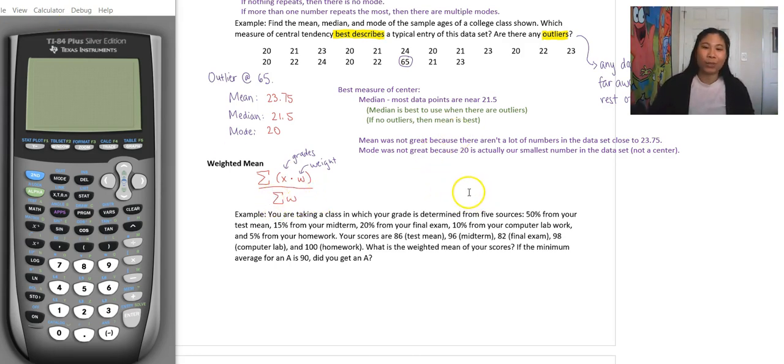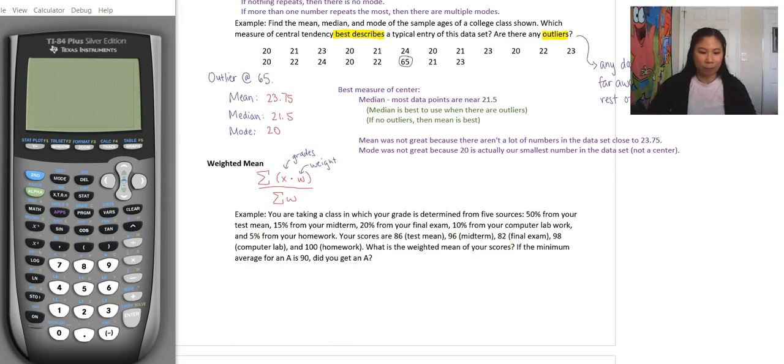It's probably best to do an example with this, that way we can see how the numbers are used. So pretend we're in a class where your grade is determined from 5 sources. 50% of your grade is from your test mean, 15% is from your midterm, 20% is from your final exam, 10% is from your computer lab work, and 5% is worth your homework. So your scores for each of those categories were 86 for your test mean, 96 for your midterm, 82 for the final exam, 98 for the computer lab, and 100 for the homework. What is the weighted mean of your scores?